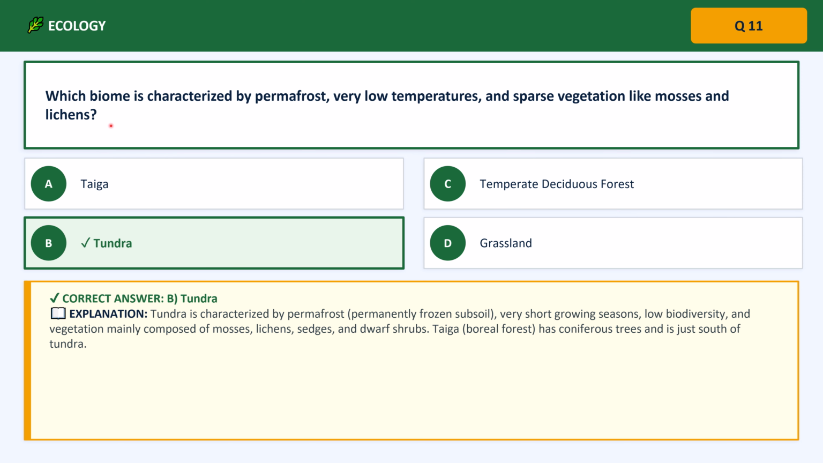Question 11. Which biome is characterized by permafrost, very low temperature, and sparse vegetation like mosses and lichens? It's option B, tundra. Explanation: tundra is characterized by permafrost, permanently frozen subsoil, very short growing season, low biodiversity, and vegetation mainly composed of mosses, lichens, sedges, and dwarf shrubs. Taiga, the boreal forest, has coniferous trees and is just south of tundra.